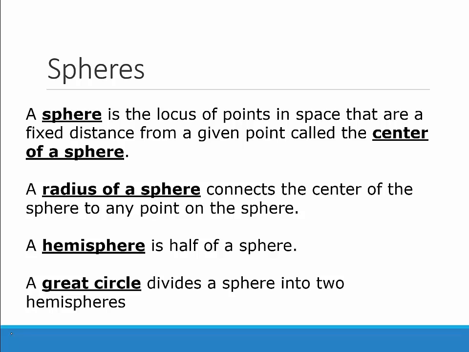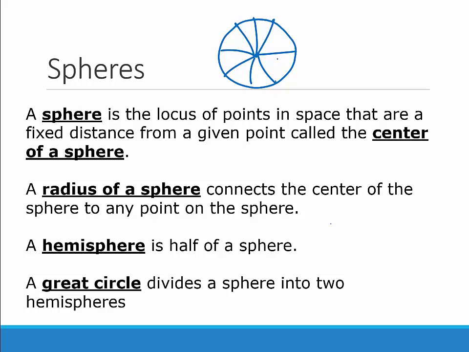So circles and spheres are related because remember that a circle has a center and it has a radius, and then to make the circle you sweep the radius out so that it's all the same distance all the way along, and that's how we draw the circle. A sphere is exactly the same thing but in three-dimensional space. The radius of a sphere connects the center of a sphere to any point on it.